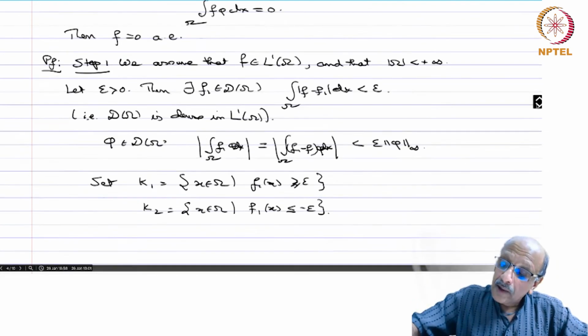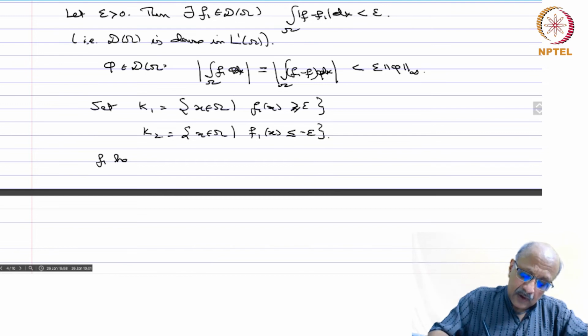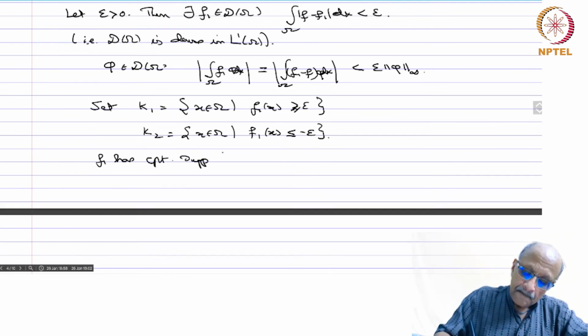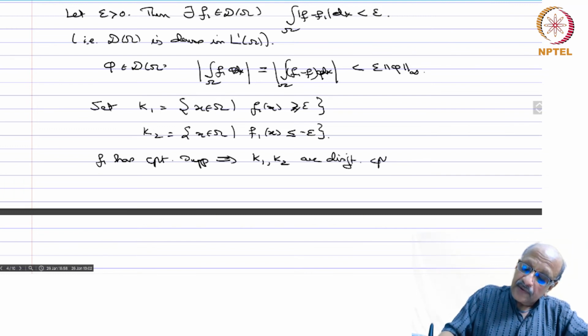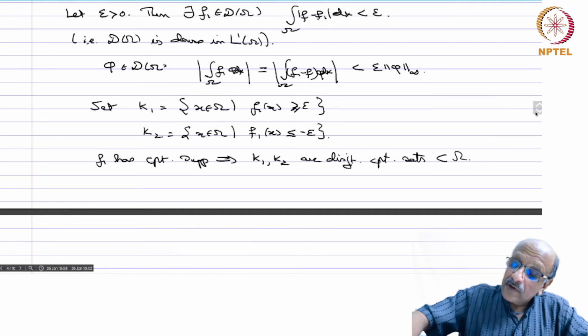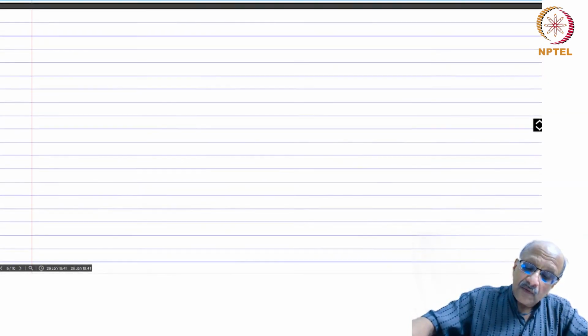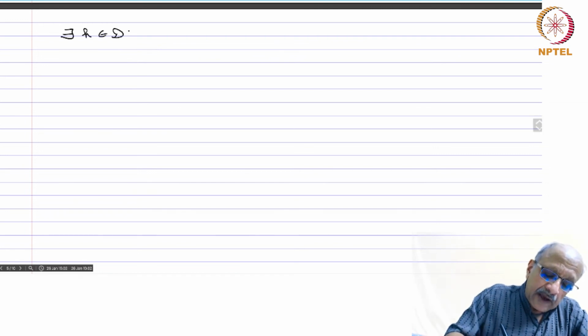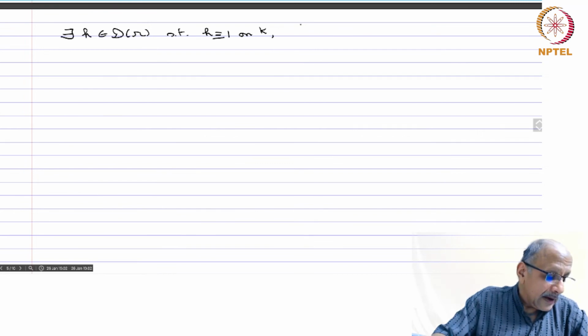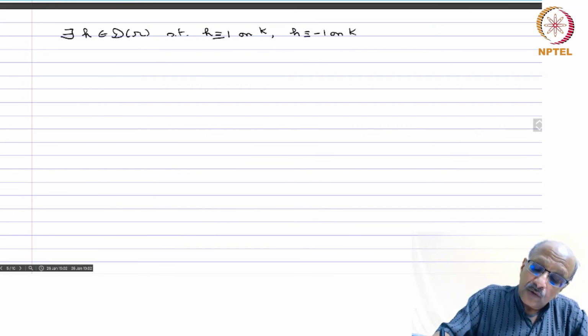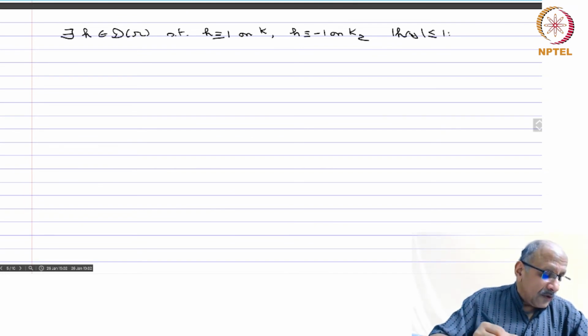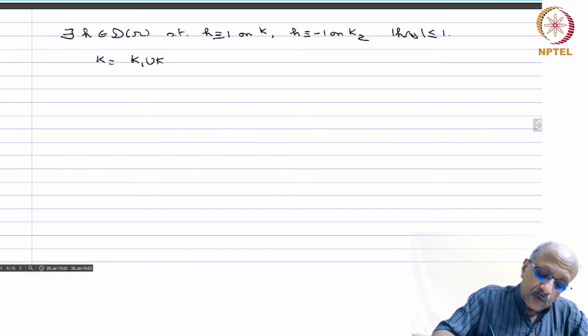Okay. So now recall, f1 has compact support. So this implies that K1 and K2 are disjoint compact sets contained in Ω. Okay, so then we have, I gave you an exercise last time. So there exists an h in D(Ω) such that h is identically 1 on K1 and h is identically equal to minus 1 on K2, and |h(x)| is less than or equal to 1. Okay. So if you take K equals K1 union K2, this is again a compact set.